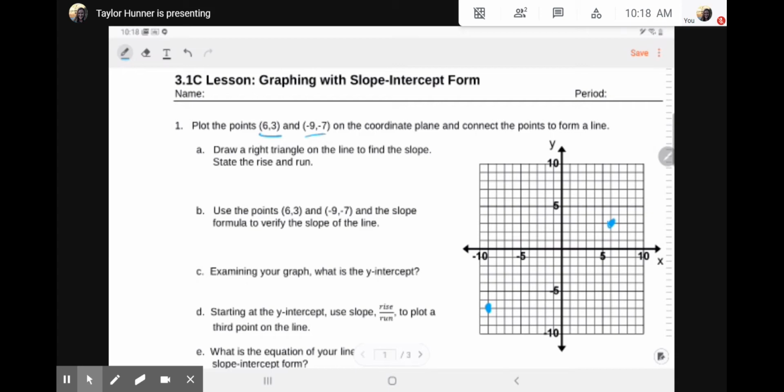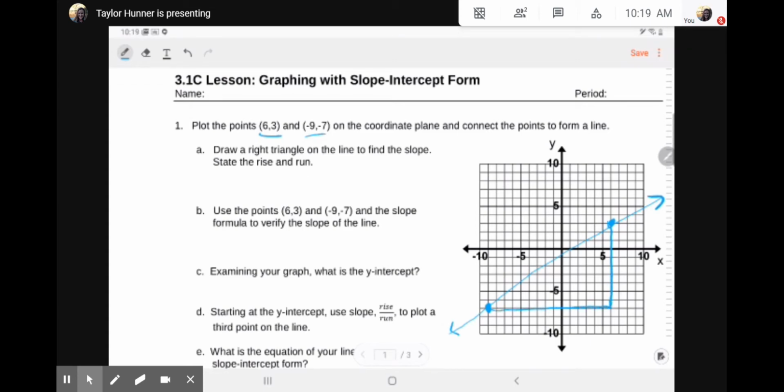Hopefully you guys have a ruler at home. I do not on this little digital, but we're going to form a line right here. And it says draw a right triangle on the line to find the slope, state the rise and run. So I'll review so far. I'm just going to go ahead and draw this triangle.